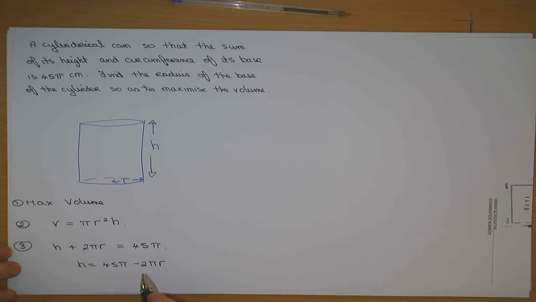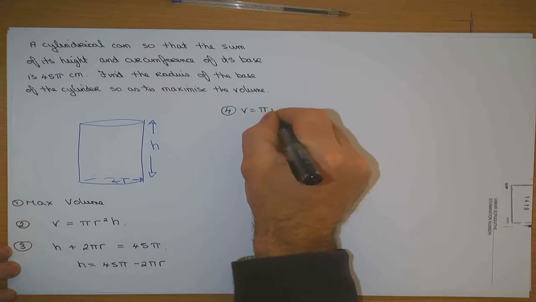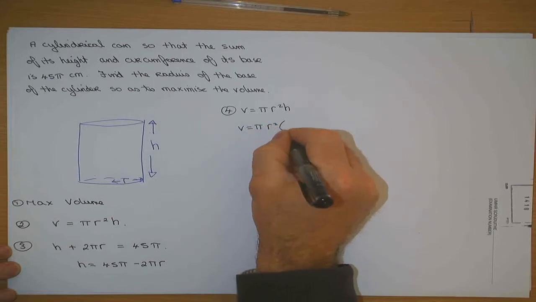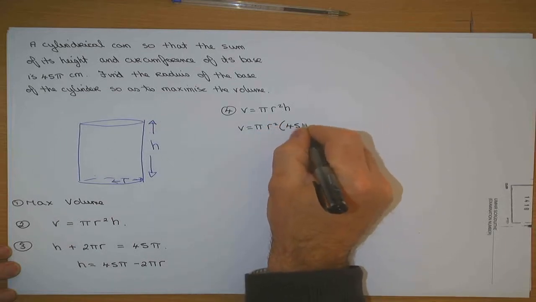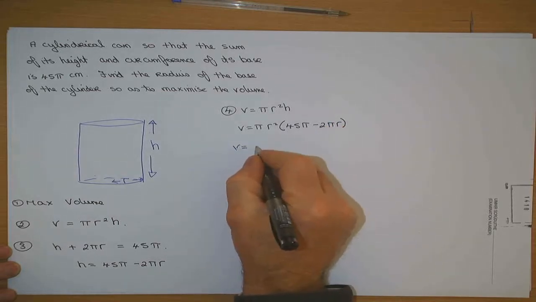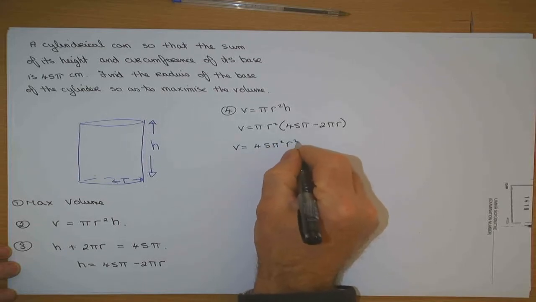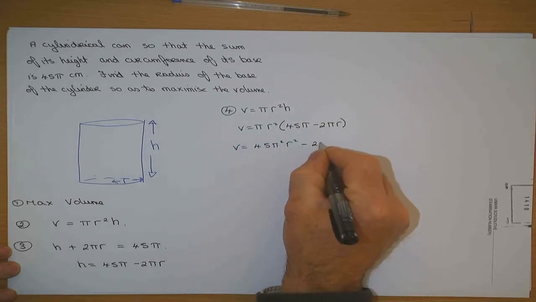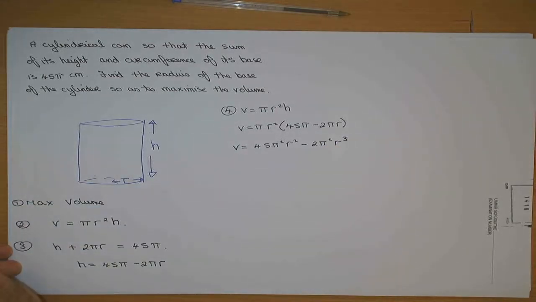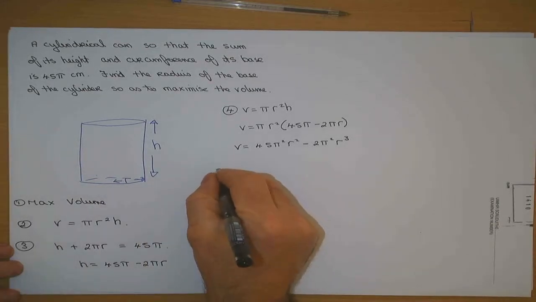Is that right? So therefore, I can put the volume equal to pi r squared h. So the volume is pi r squared times (45 pi minus 2 pi r). To multiply it out, it's 45 pi squared r squared minus 2 pi squared r cubed. Would that be correct, in multiplying it out? Now what would I be able to do?